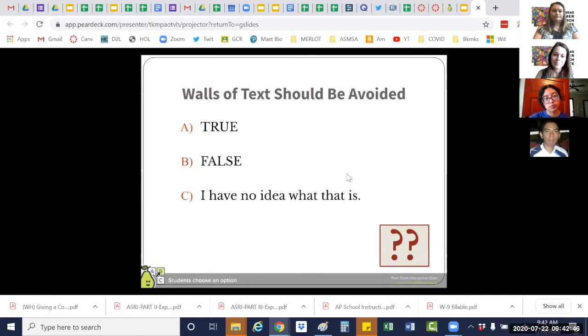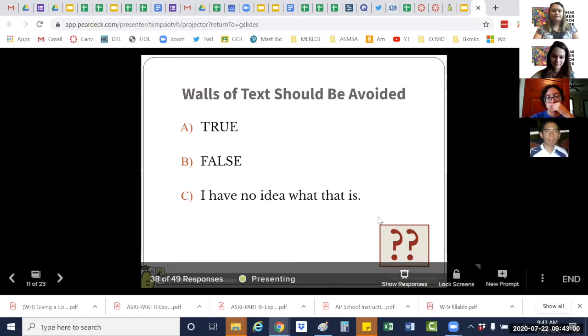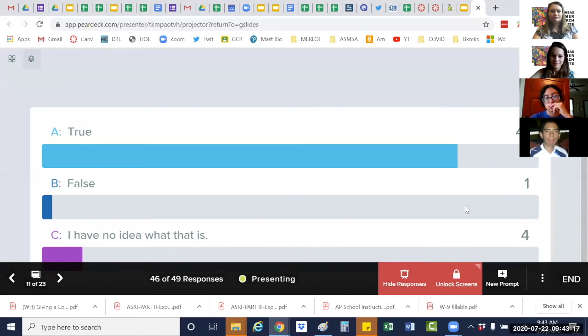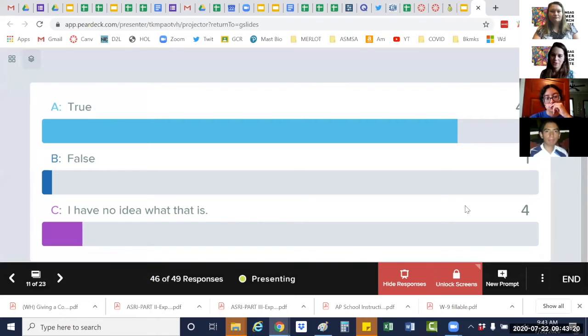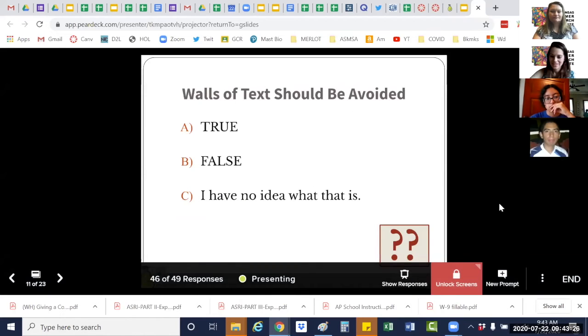Here's another Pear Deck question. Walls of text should be avoided. What do you guys think? I'm going to give you 5 more seconds to get your answer in. Okay, so true, yes, walls of text should be avoided. And some say, I have no idea what this is. I understand, so I'm going to show you.